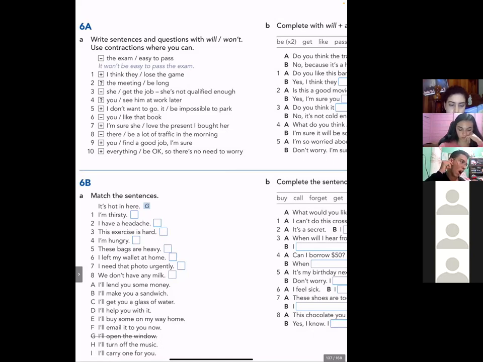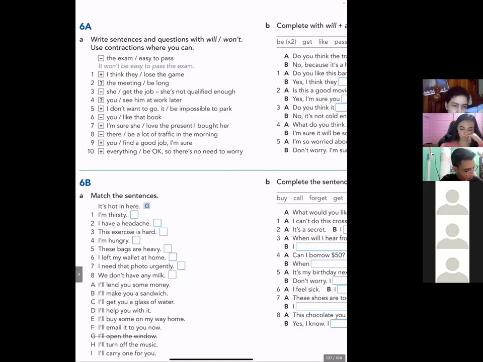Anna, can you do number 9? Yes, you will find a good job, I am sure. Perfect. And number 10, Ale. Ale, can you do number 10? Everything will be okay, and there's no need to worry. Actually, I would modify it a little bit and say everything will be okay. So there's nothing to worry.